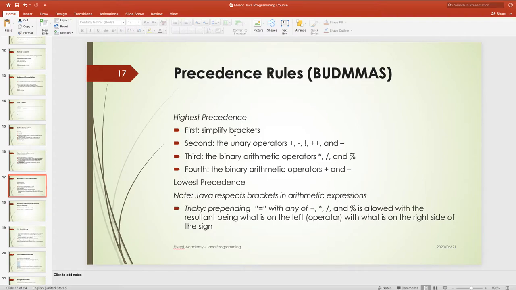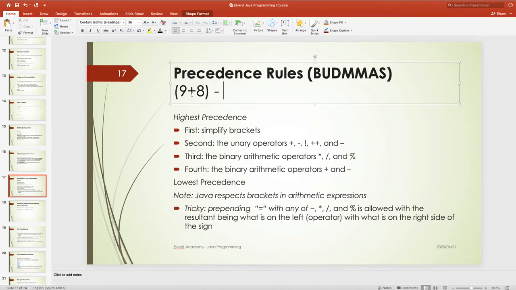Precedence rules just means which one do you need to solve first. If you were given an expression, let me give you an expression like, for example, open 9 plus 8 minus 4 times 6. What is the answer? So the precedence rule just says which one do you solve first, these numbers.